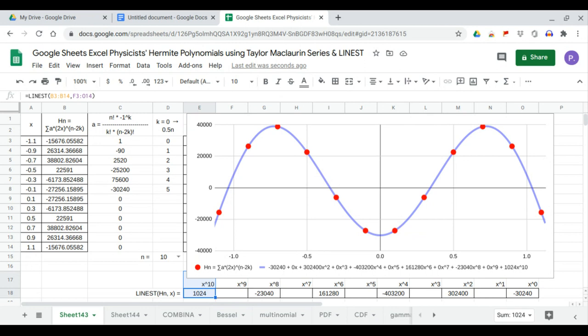This completes the use of Taylor-Maclaurin SERIESSUM and LINEST polynomial regression to generate the trend line of the physicist Hermite polynomials.